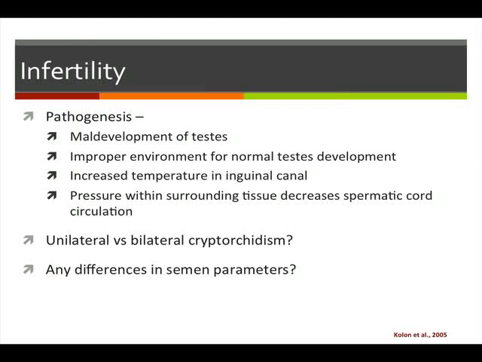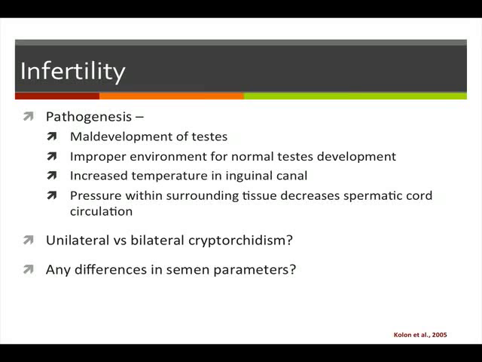Moving onwards to infertility now. Looking at causes of infertility in this population, it appears to come from maldevelopment of the testes. Seems to be that there is an improper environment for the normal testicular growth. There's increased temperature surrounding the testicle, and then there can be increased pressures within the spermatic cord in the canal that compress and affect blood supply.